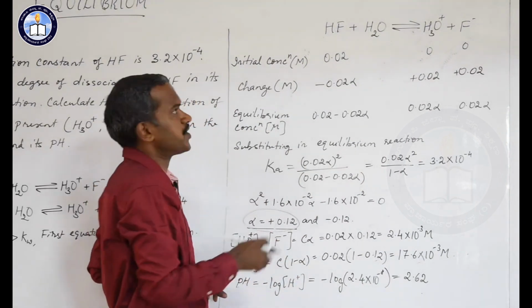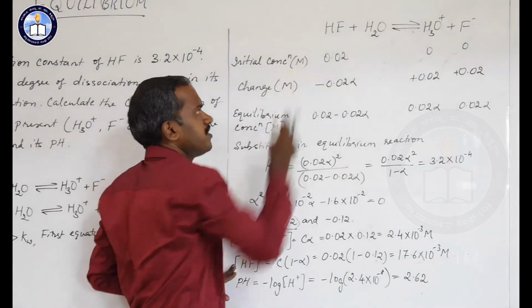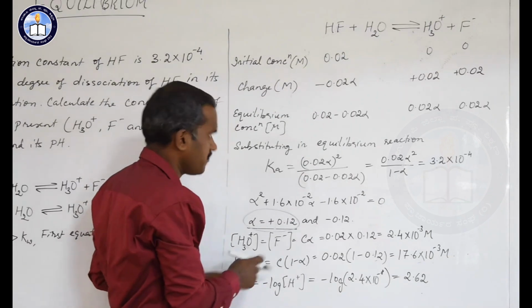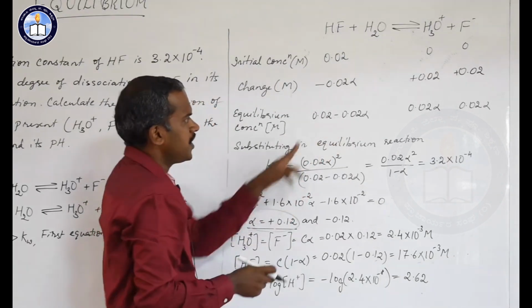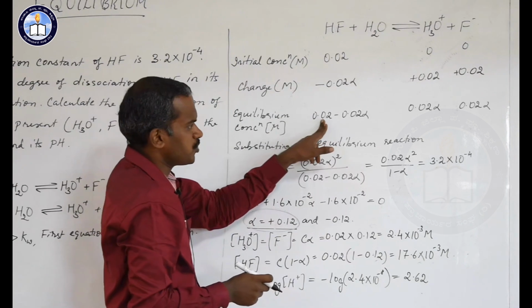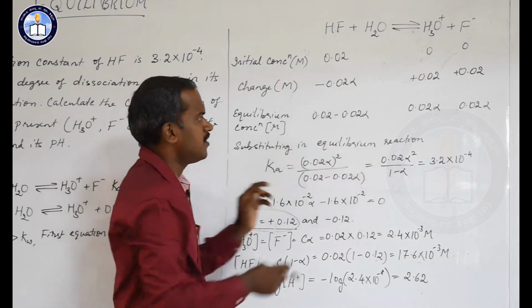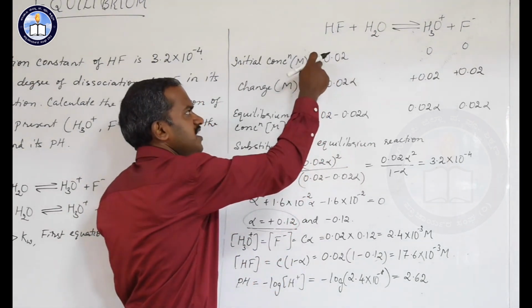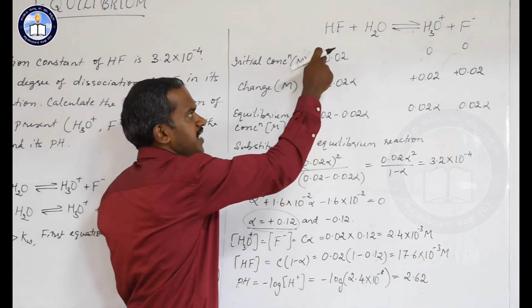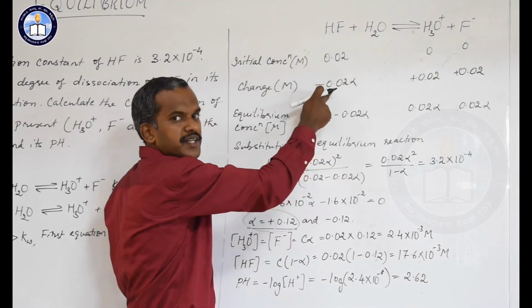Okay, so once you find one it is enough, that is C alpha only. Now one more concentration you have to calculate, that is the concentration of HF. The concentration of HF at equilibrium, we calculate as 0.02 minus 0.02 alpha. Or we can say, if the initial concentration is C, this is C alpha, we write it as C minus C alpha.